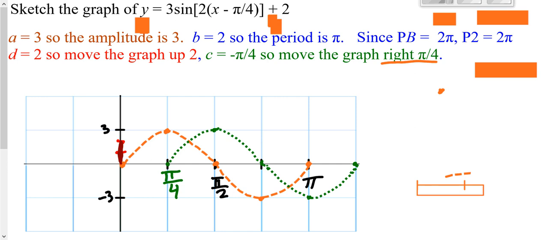So all I'm going to do now is take my piece of paper, turn it sideways, mark that distance, and then move all those key points 2 units up. Now I'm going to go ahead and draw in a smooth graph going between all those points that were moved 2 units up.